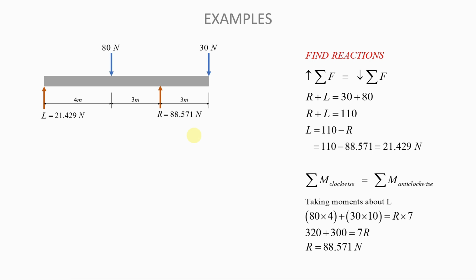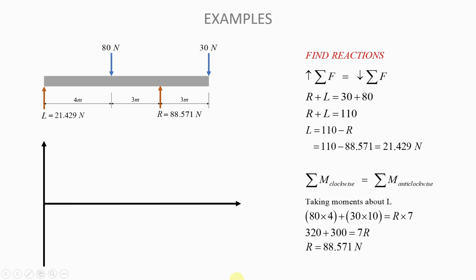88.571 newtons. Now, what we have to do once we have found the reactions is to draw the shear force diagram. Now, to draw the shear force diagram, the first thing that you will do is to just draw two axes like that, okay? You can see you have a horizontal axis and you also have a vertical axis. So this is the horizontal axis and that here is the vertical axis.